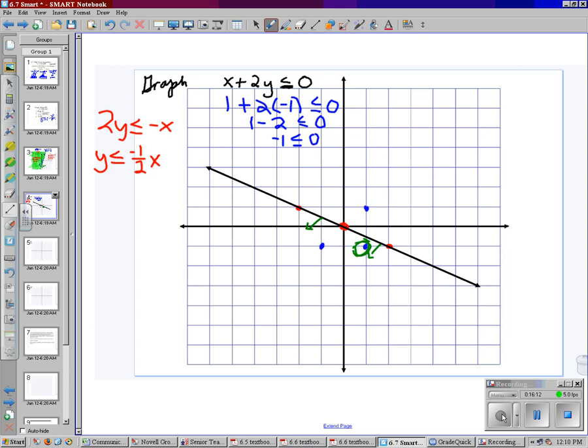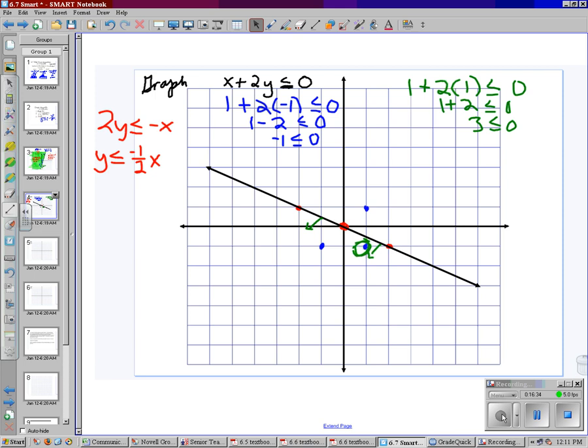Had we used the point 1, +1, what's 2 times 1, class? 2. What's 1 plus 2, class? Is 3 less than or equal to 0? That would have been a false statement. We would not have wanted to shade above there. Now, stop just a second in your shading.